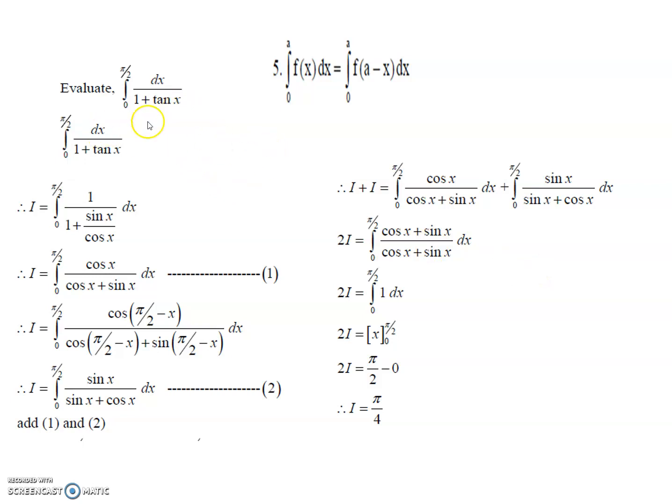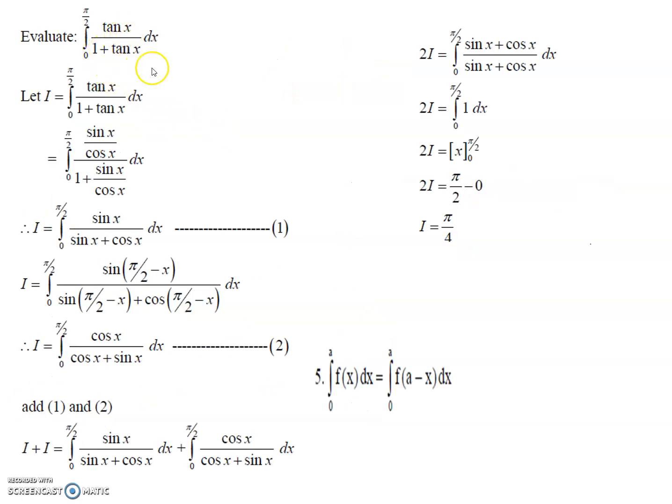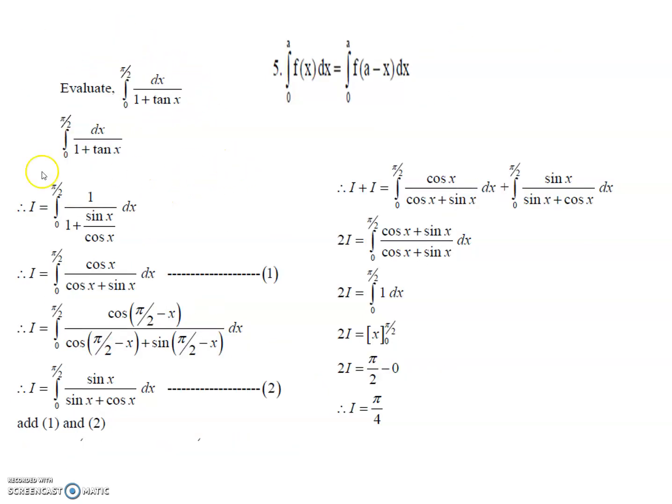Next example. Now in this example, dx upon 1 plus tan x is given. In the above example, tan x upon 1 plus tan x was given. So for betterment, we have to put instead of tan x the same thing we have to apply: sin x upon cos x, lower limit 0, upper limit pi by 2. Simplify to cos x plus sin x, and cos x goes to the numerator. Why? Because a upon b upon c is c upon a upon b. That's why I is equal to the integral from 0 to pi by 2 of cos x upon cos x plus sin x. We have cos x again, sin x.